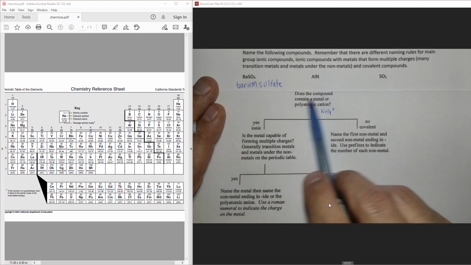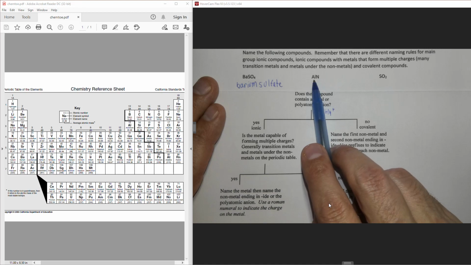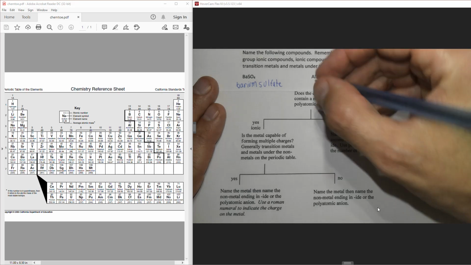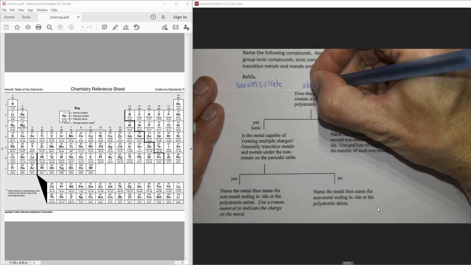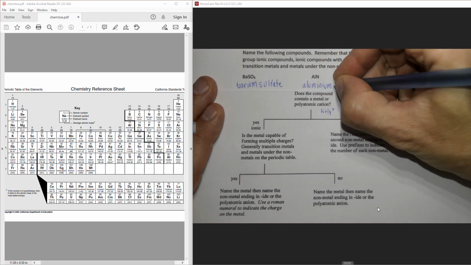Let's look at the next one, AlN. Does the compound contain a metal or polyatomic cation? You probably know that aluminum is a metal, but if not, you find it on the periodic table right there. Now, is the metal capable of forming multiple charges? Well, aluminum is a 3A metal, so it's always plus 3. So this is yes, and this is no. Name the metal, and then the nonmetal ending in "ide." This is aluminum nitride.